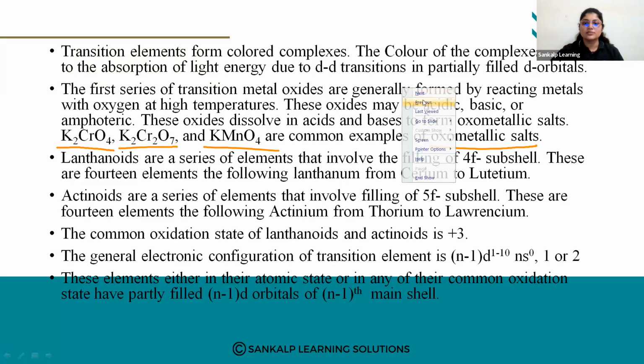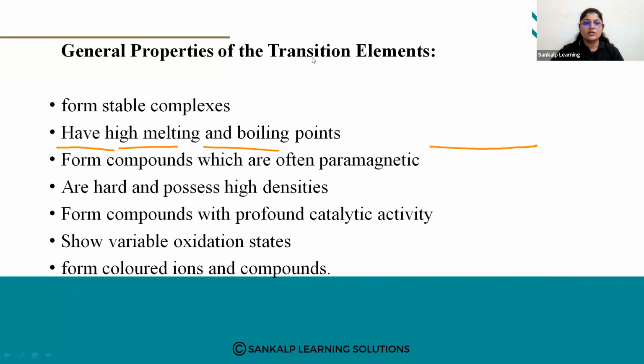So next, what are the general properties? First we'll see the general properties of transition elements. So these form stable complexes. As the electrons are present in D block, most of the D block elements form stable complexes. Okay, so what are complexes? Metal and ligands form the stable complexes.